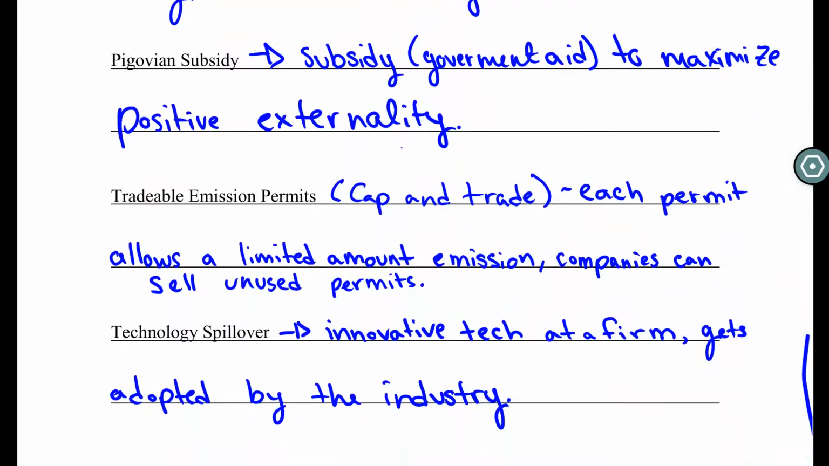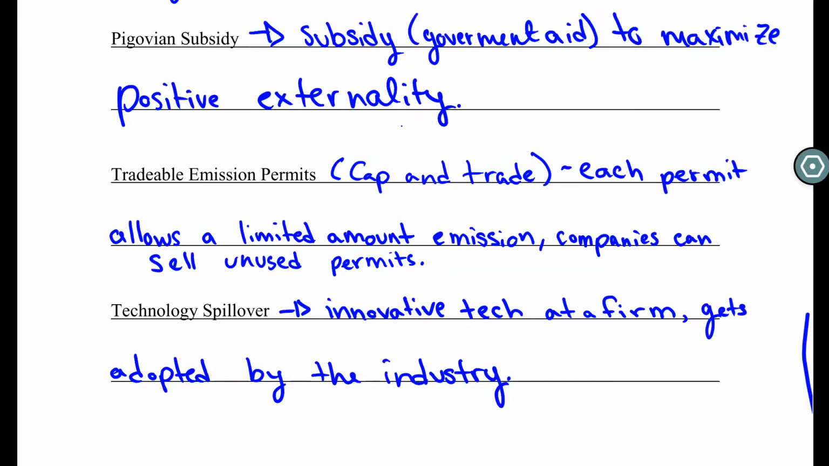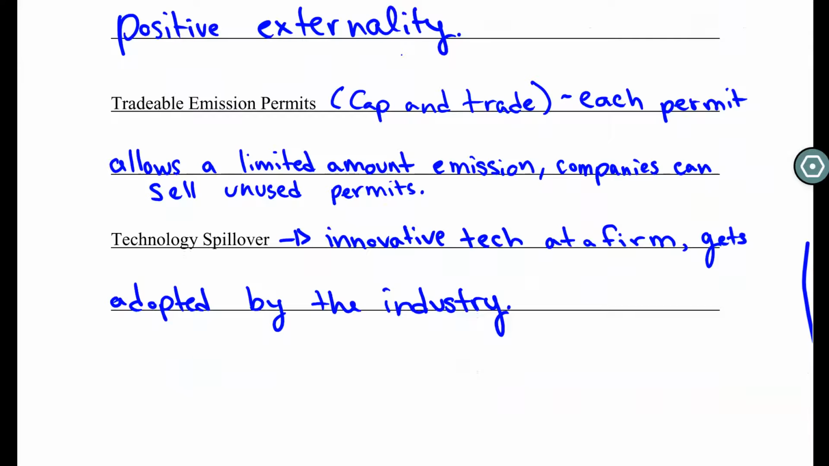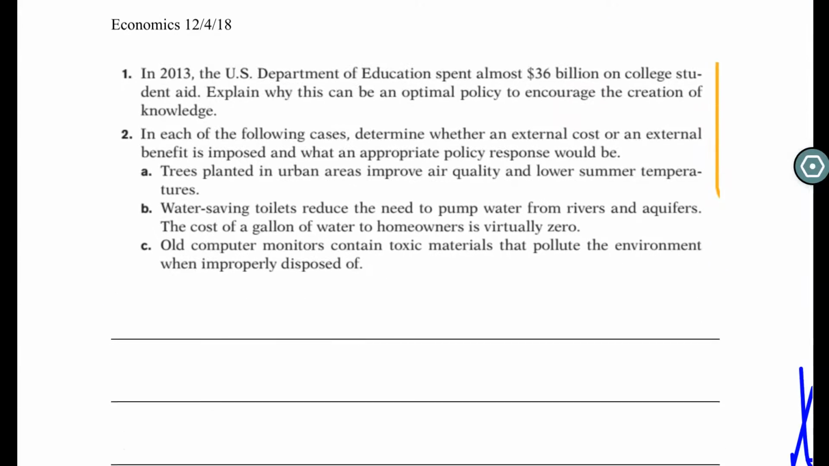And then another way that these negative externalities are addressed is by technology spillover. So if one firm innovates to solve a problem, it can be adopted by the wider industry. We've got another few practice problems here, so check those out once you've finished your notes.